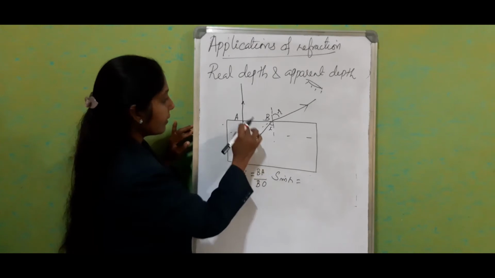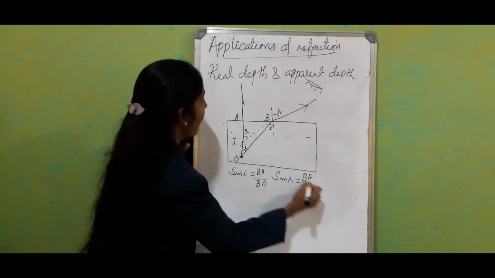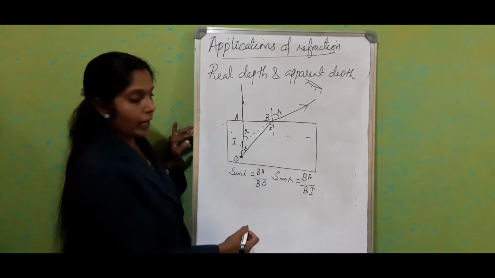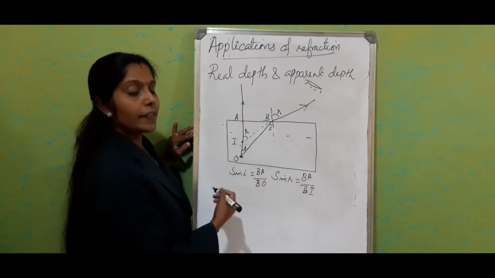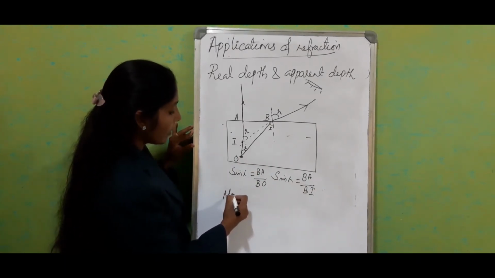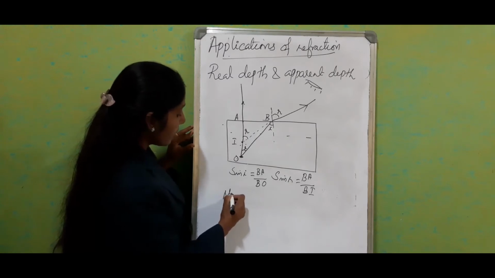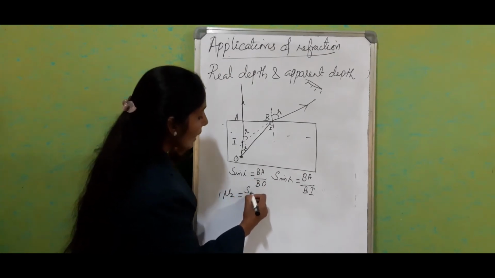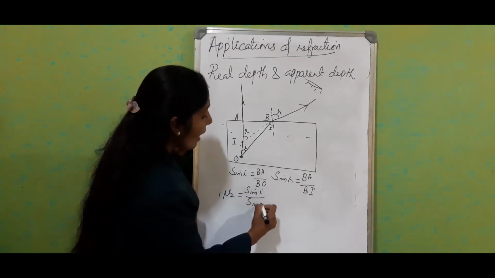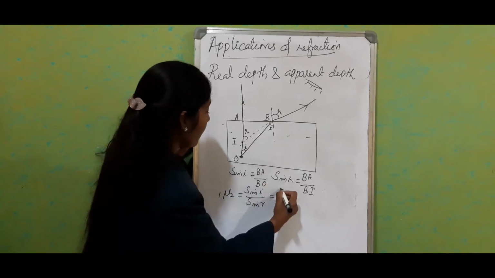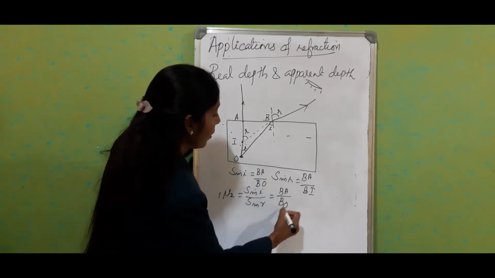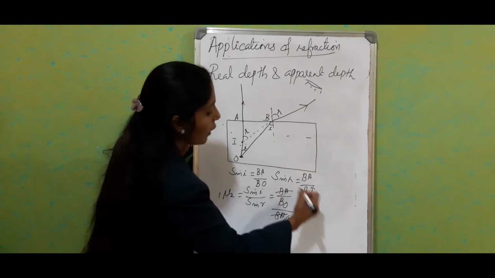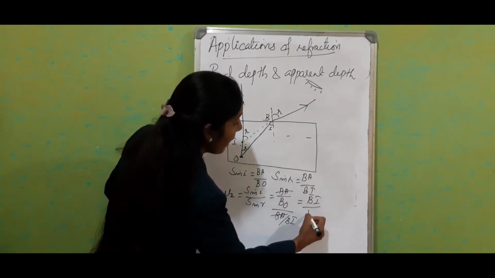For the sin R, in the same way, it is BA divided by BI, the hypotenuse. So in both cases we have BA. Now let us find out the refractive index. The refractive index of the second medium with respect to the first, that is water with respect to air, is equal to sin I by sin R, that is BA by BO divided by BA by BI. This can cancel off, so we get BI by BO.